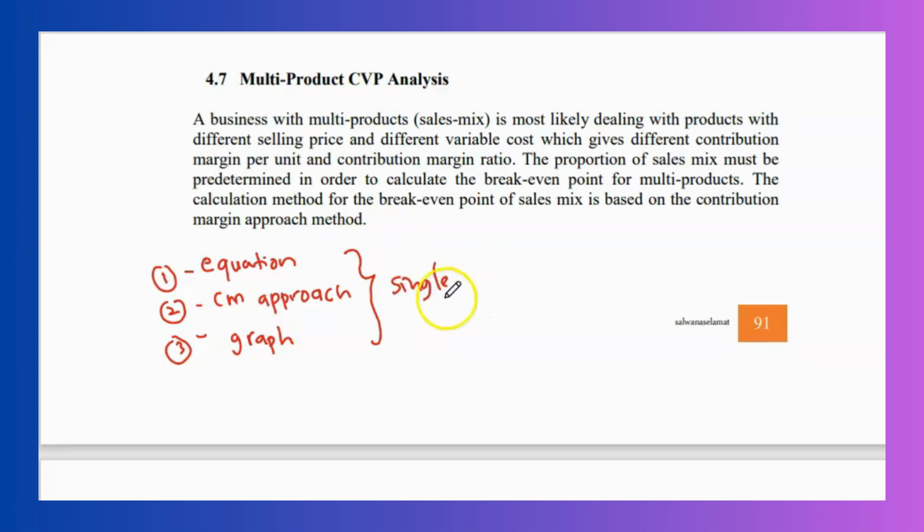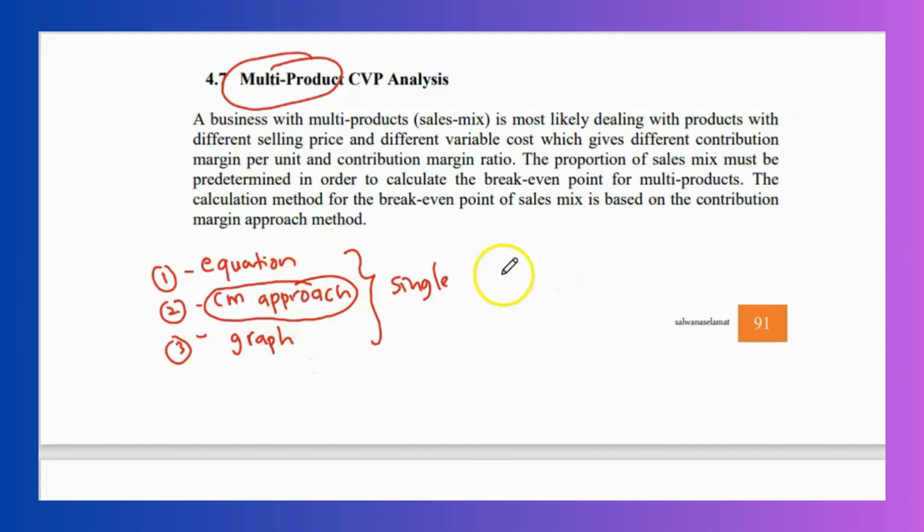So what if we have multiple products? Multiple products means you not only sell product A, but you also sell products B and C. Of course, different products have different selling prices and different variable costs, and they give the company different contribution margins. So how are we going to calculate the break-even point for multiple products? For multiple products, we can only use the CM approach. It is very difficult to use the equation and graph.